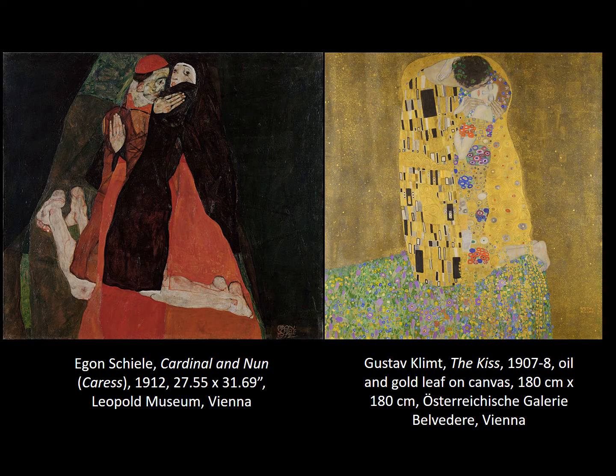And Klimt accomplishes that with the different geometric patterns on the body, the rectilinear versus the curving forms, while Schiele does that with these stark, flat areas of geometric color with the cardinal's outfit, which is the red, and the nun's outfit, which is black. Rather than the woman who seems sort of pliant in the arms of the man in Klimt's picture, here the nun looks stiff and petrified, which gives us this sense of ambivalence about this moment.